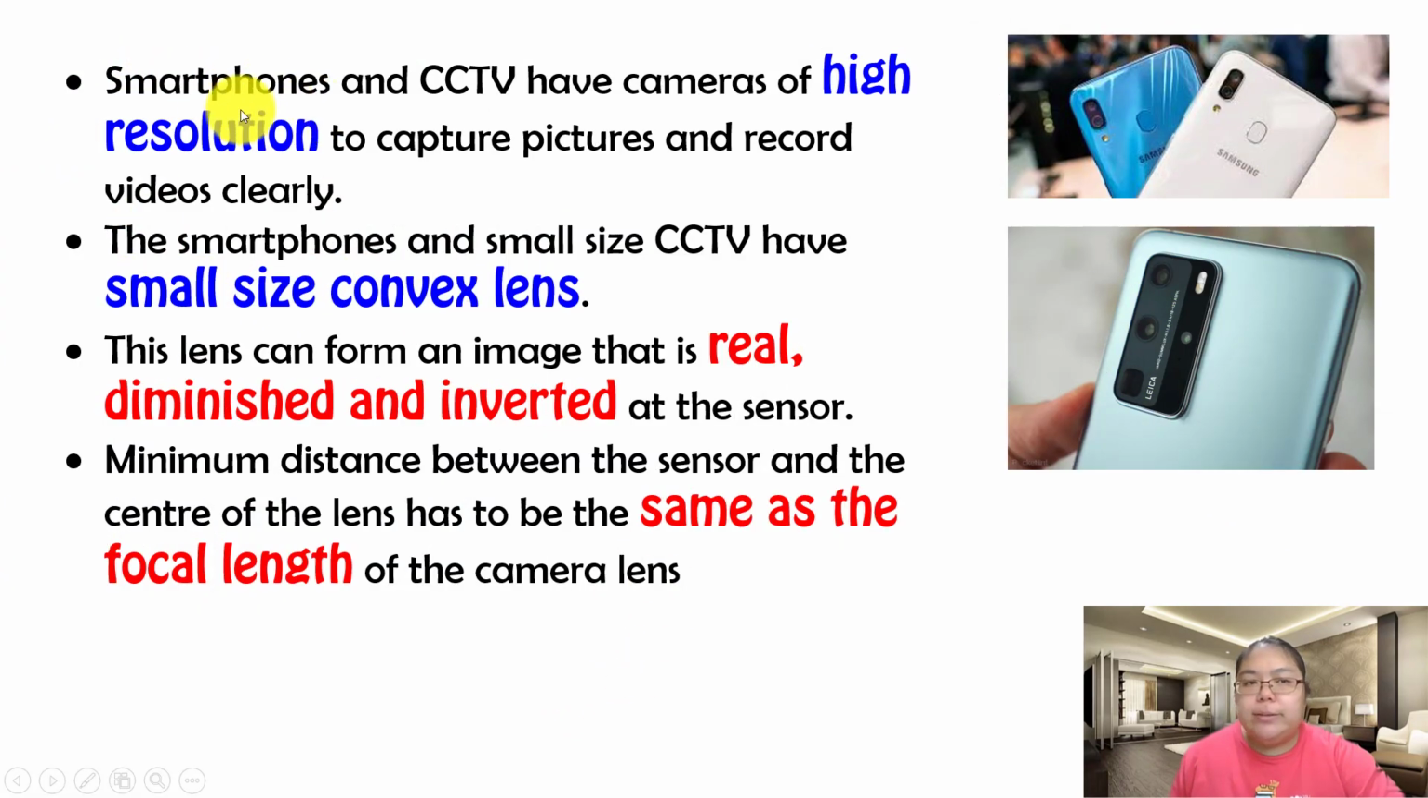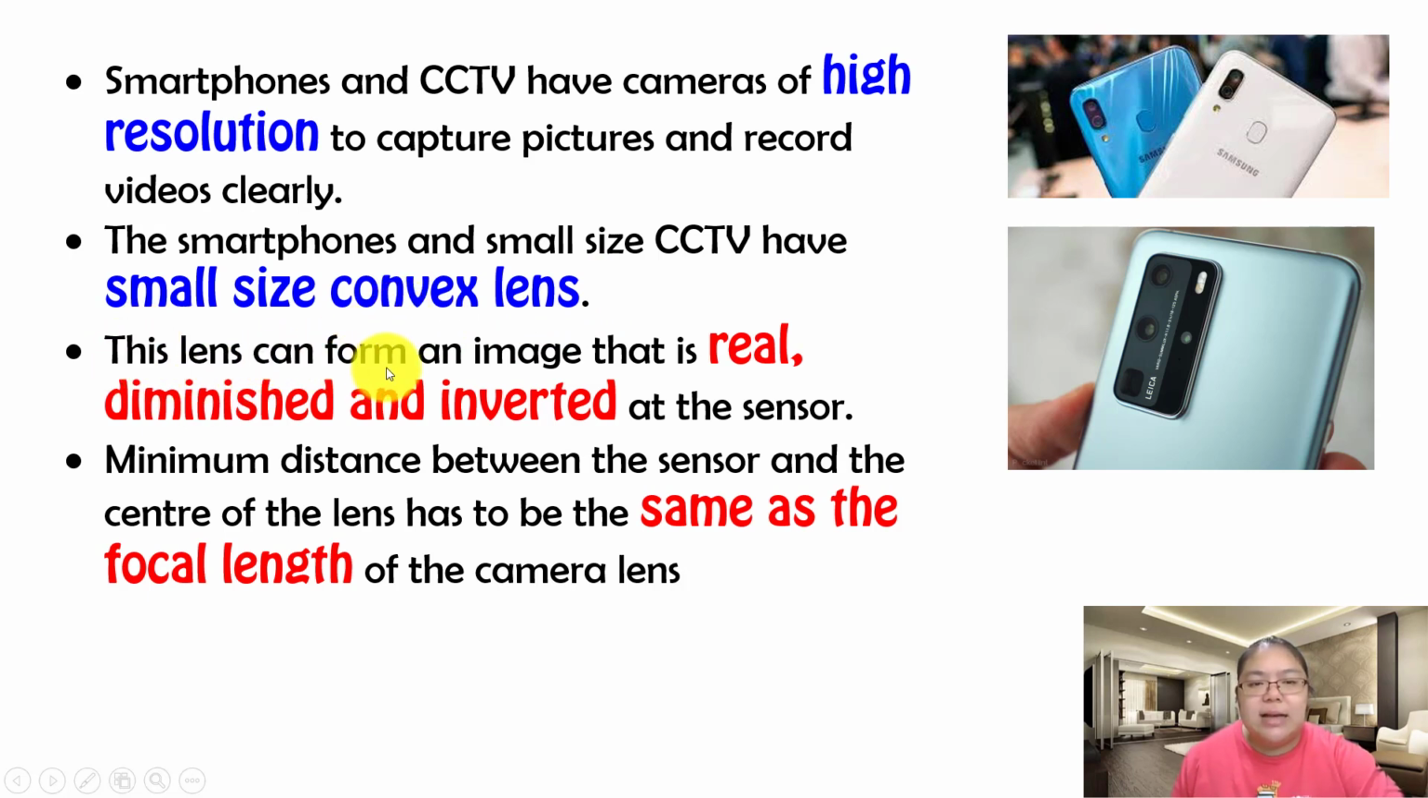Okay, now we explain the smartphone and the CCTV. They have a camera with high resolution to capture pictures and record clear video. So the smartphone and also the small size CCTV have a small size convex lens. They're also using a convex lens, but the size is smaller.